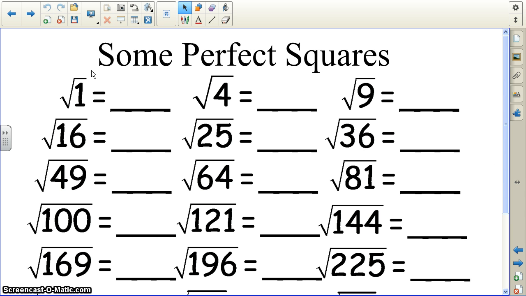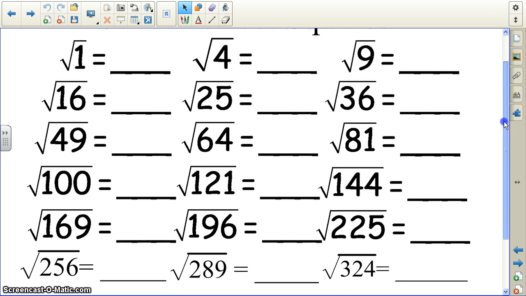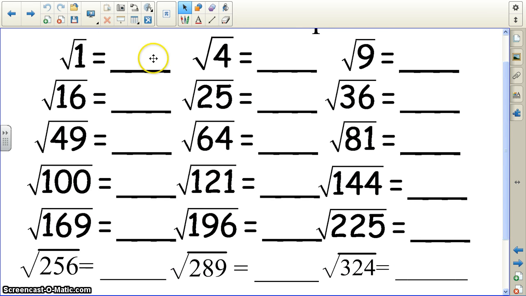All right, now these are some perfect squares that you need to know. These are ones that you need to have down because there will be part of your test over this unit that I will not let you use a calculator. And so you need to make sure that you know these specific ones. And I'll go through these here for you real quick.